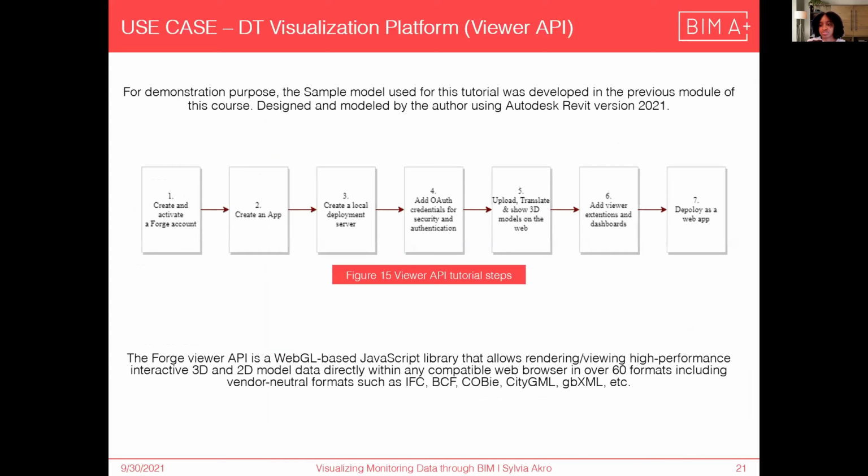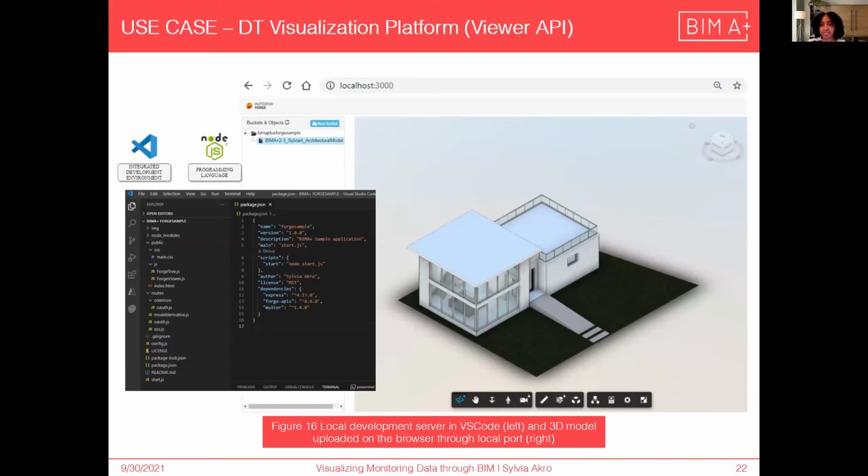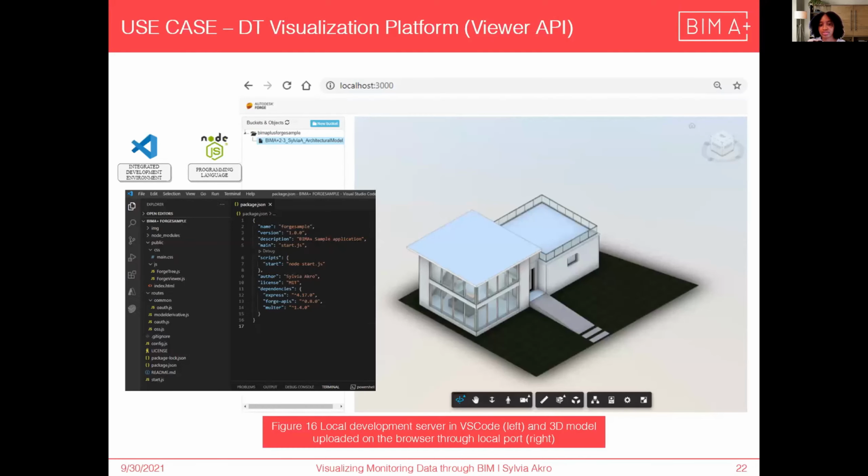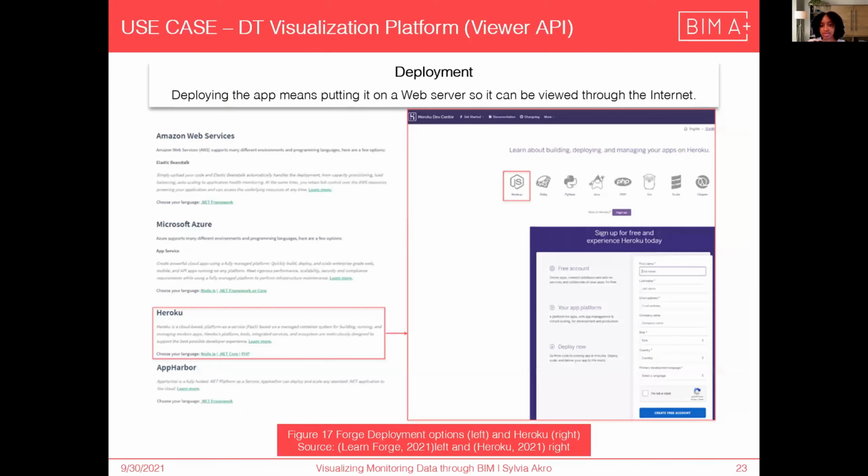So to get started, I first of all had to go through the Forge API to have a good understanding of it. In the Forge API, it's just a 3D viewer, and you can upload or view over 60 different formats, including vendor neutral formats like IFC. For this implementation, a sample model was used to go through this tutorial. It was mostly developed in the back end through an IDE, which was Visual Studio Code, and the Node.js programming language. Then this was deployed on the internet through Heroku.